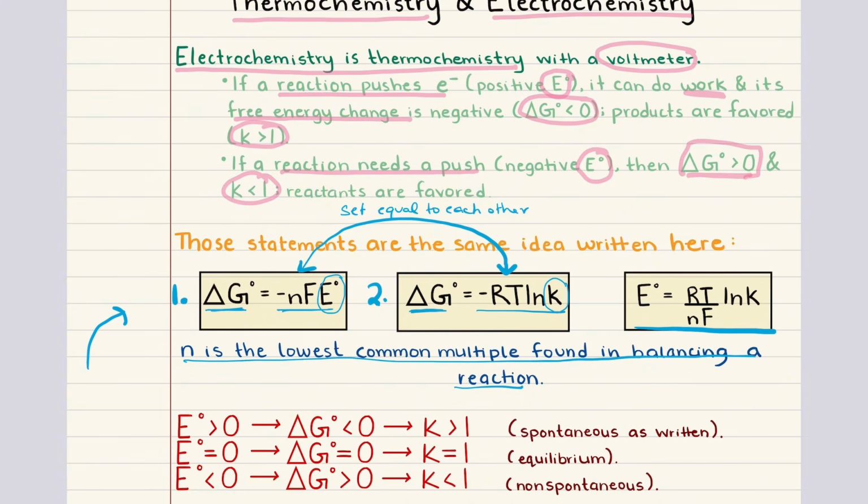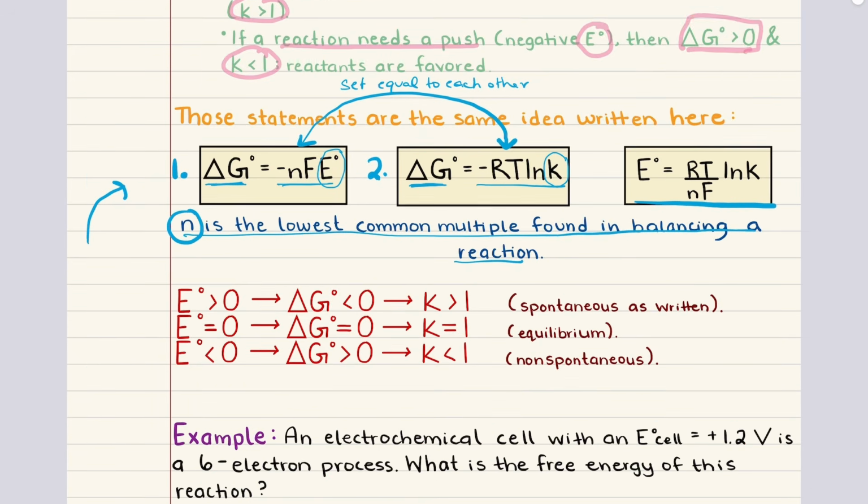It is also very important to emphasize that the value of N must come from the fully balanced redox reaction. It is not pulled from the half reaction separately, but from the final electron count once the electrons cancel.